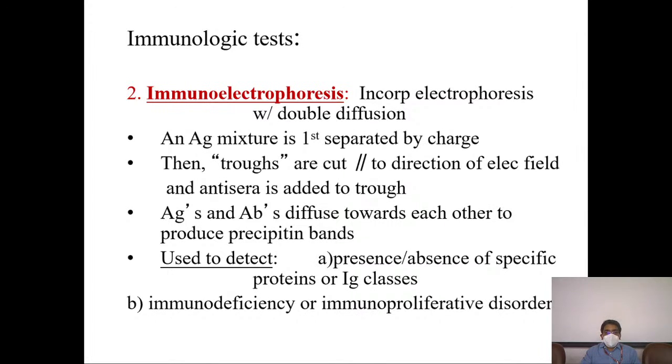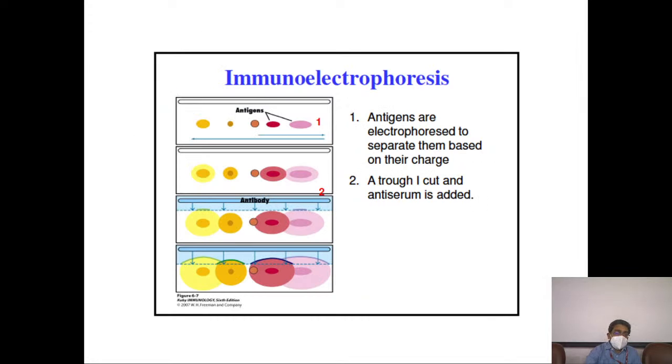We will see through the diagram also. The antigen mixture is first separated by charge, then troughs are cut in the electric field and antisera is added to the trough. Antigen and antibody diffuse towards each other to produce precipitin bands. It is used to detect presence or absence of specific proteins in the antigen. Because we have separated them, it can be used for immunodeficiency or immunoproliferative disease.